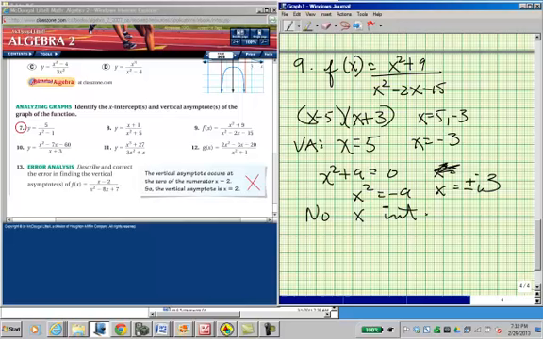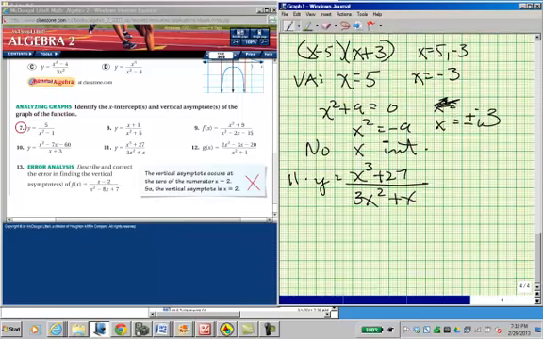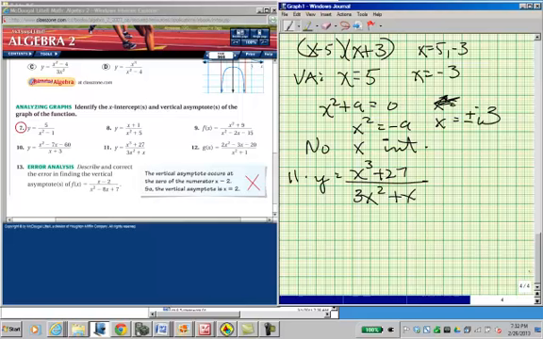Okay, next, number 11, the next to last problem here. y equals x cubed plus 27 over 3x squared plus x. All right, now let's take care of the denominator first and look for our vertical asymptotes. So we're going to have 3x times x plus 1. Okay? So we make 3x equal to 0, x equals 0. So there's a vertical asymptote.